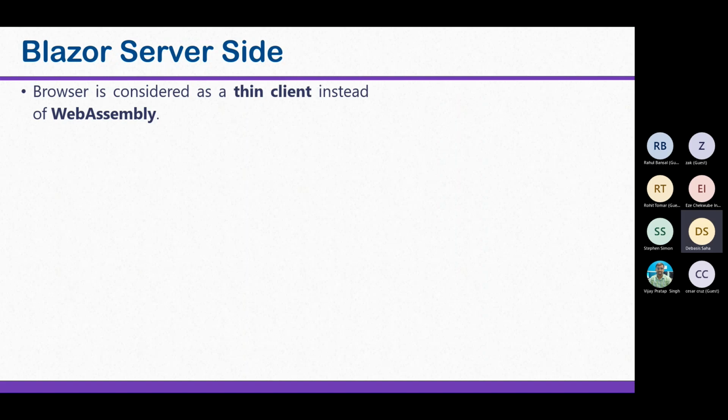In the case of the Blazor Server side model, when we develop an application using it and open that application in the client browser, the client browser acts as a thin client instead of using WebAssembly. For the Blazor Server side hosting model, we do not require WebAssembly support, because this model does not depend on WebAssembly. It opens the application in the client browser just like a thin client concept.